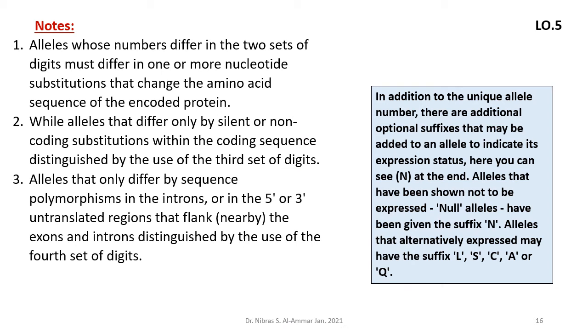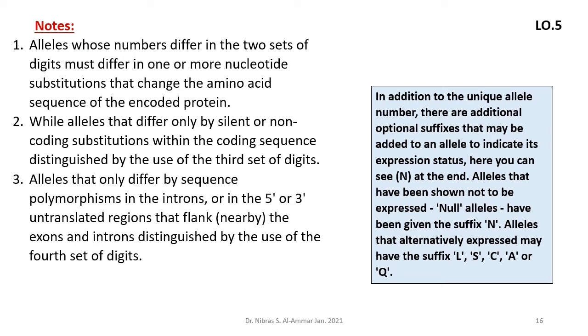Let us discuss more details about that in order to understand what we are talking about. First, alleles whose numbers differ in the two sets of digits must differ in one or more nucleotide substitutions that change the amino acid sequence of the encoded protein.